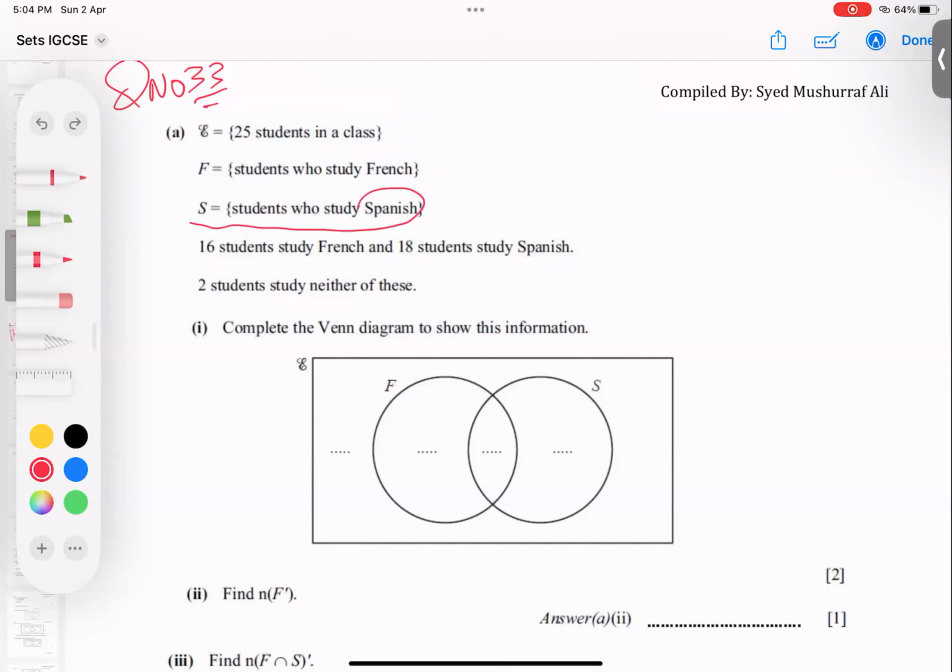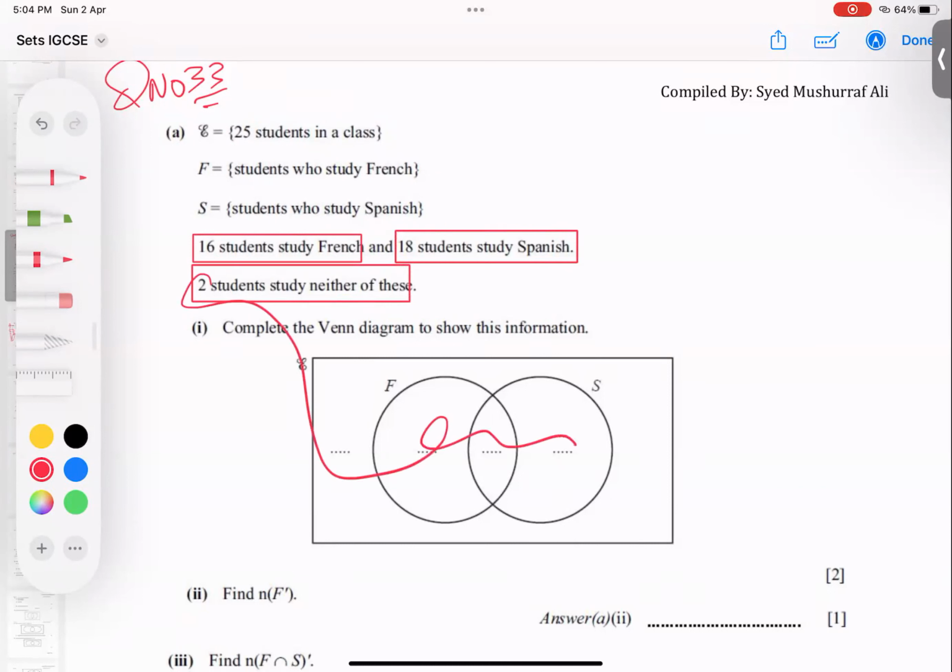S is those who study Spanish. 16 students study French, and 18 students study Spanish. It means 16 study French, sorry, not only. 18 Spanish. And 2 students neither study any subject, like they don't study. Neither means not coming in any circle. 100% clear, 2 will go outside because they are not coming in the circle.